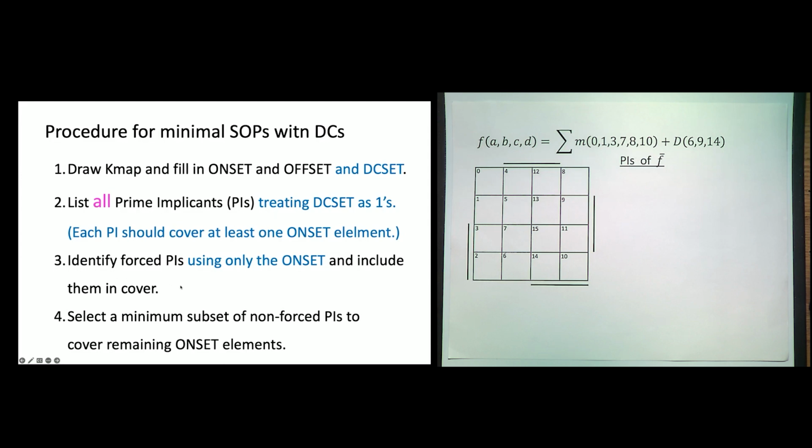Now for step 3, we're going to do the opposite. I don't have to cover the don't cares. So I'm only going to say a PI is forced if it covers an actual 1. If a PI is the only PI that covers a don't care, that doesn't make it forced. Only actual onset elements can force a PI, because I don't have to cover the don't cares. And then again we have the last step, the cleanup phase, where if there's something in the onset that we haven't covered, then we need to pick the smallest choice for that.